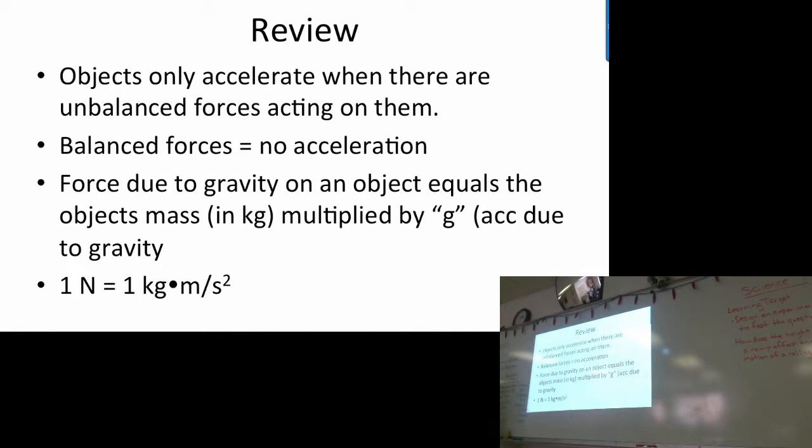We also, last week, figured out that the force of gravity that's acting on an object equals the object's mass, which is in kilograms, multiplied by little g. Okay? So little g is just the acceleration due to gravity on whatever planet or wherever you're at. In our case, little g is about 10 meters per second squared. But if we go up to the moon, and that's something we talked about last Thursday and Friday, little g there is about 1.7 meters per second squared.